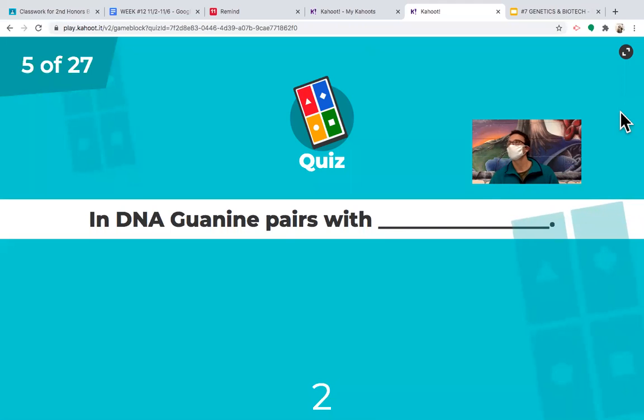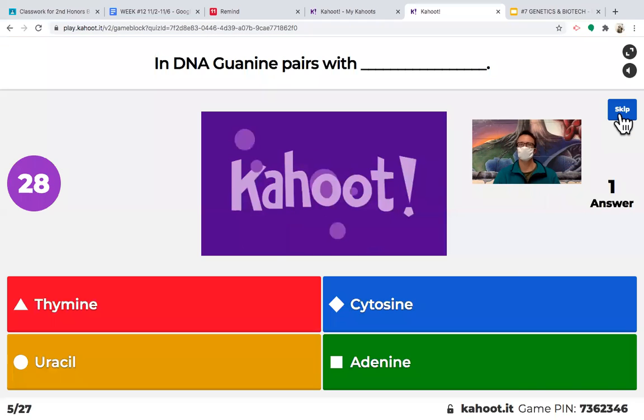What about guanine? Who does guanine like to dance with? Who does guanine like to pair with? Be trying to think about why.